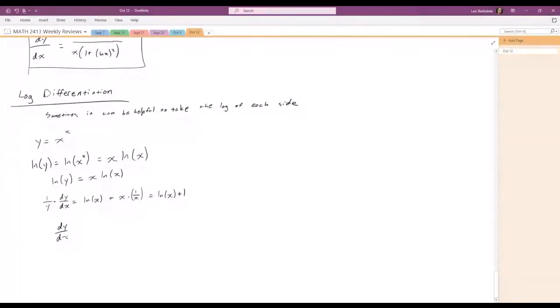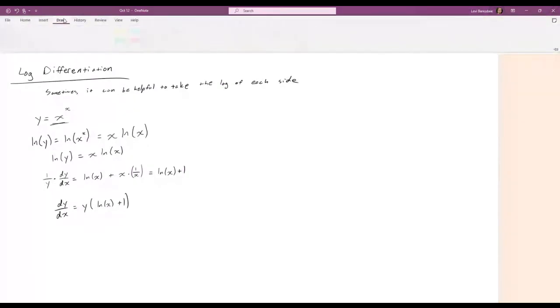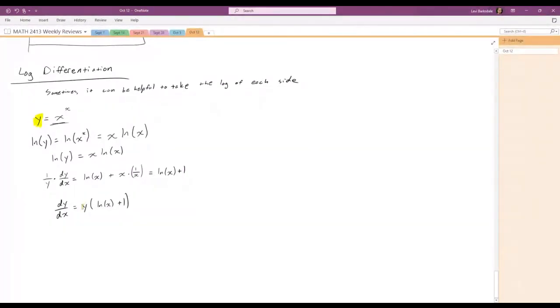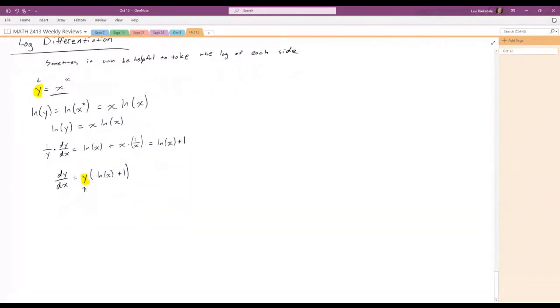I need to multiply both sides by y in order to get dy dx by itself. So now I have dy dx. But right now, our original equation was just in terms of x. We suddenly threw in a y in there. Let's see if we can get rid of that y. Luckily, we know exactly what y is equal to. So all I'm going to do is take the y right here out and replace it with the y right here, which I know is equal to x to the x.